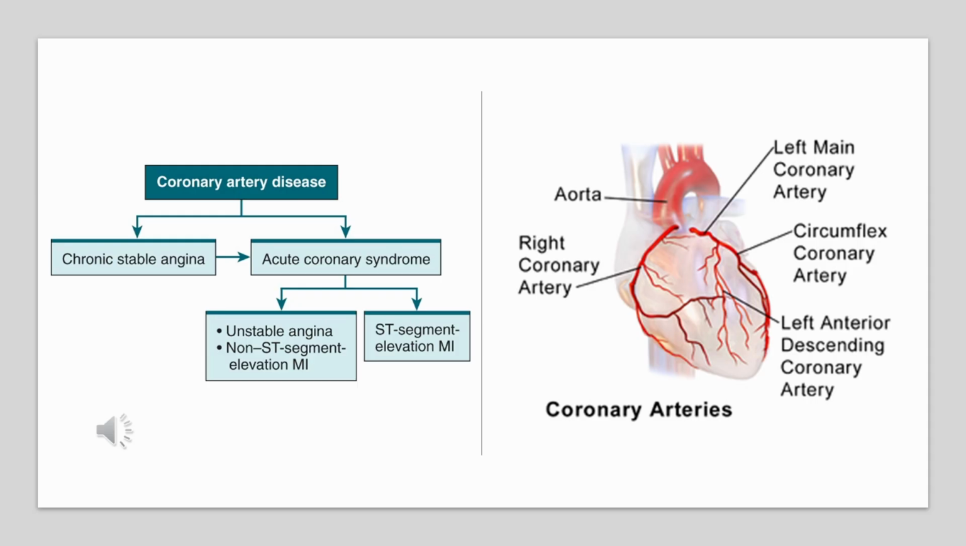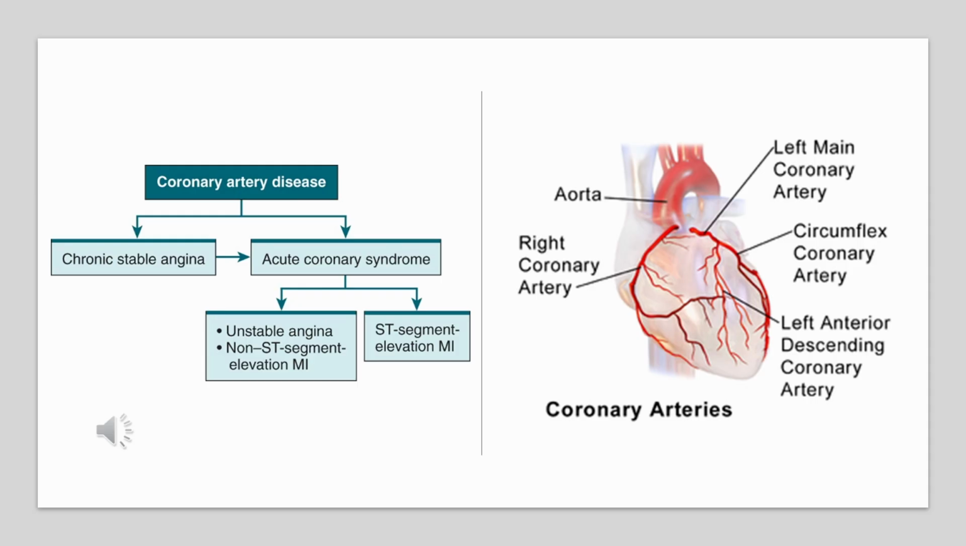If coronary artery disease worsens, then we start to get into acute coronary syndrome. This is an umbrella term that includes unstable angina, non-ST segment elevation myocardial infarction, which is a non-STEMI or NSTEMI, and then ST segment elevation myocardial infarction, known as a STEMI. We're going to go over each of these individually so you get a better idea of what is involved with each one of these. That's going to be on the next few slides.